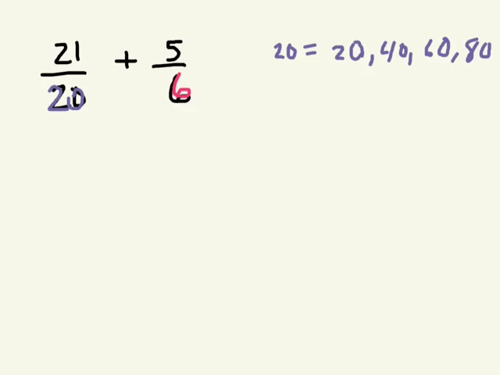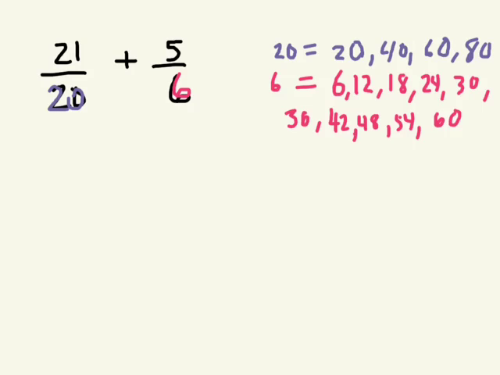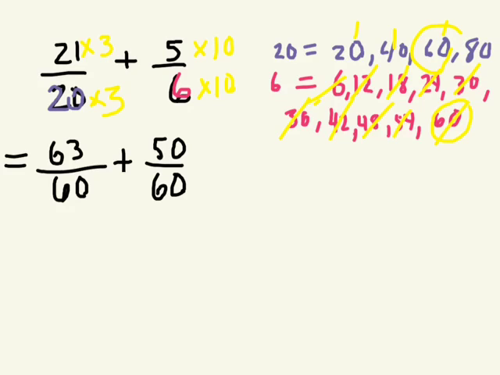What are the multiples of 6? Okay, so multiples of 6, and then the lowest common multiple is 60. So what do we need to multiply 20 by to get to 60? 3, which means we have to multiply the numerator by 3. And then 6, 1, 2, 3, 4, 5, 6, 7, 8, 9, 10. That's how we get to 60, which means we need to multiply the numerator by 10. So we're going to rewrite these as equivalent fractions with a common denominator. So equivalent fractions would be 63 over 60 plus 50 over 60.